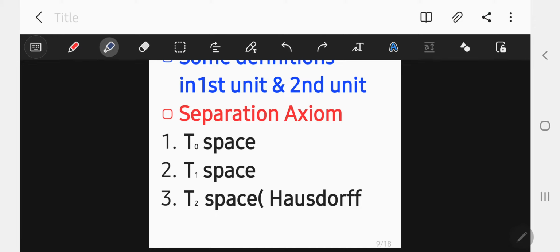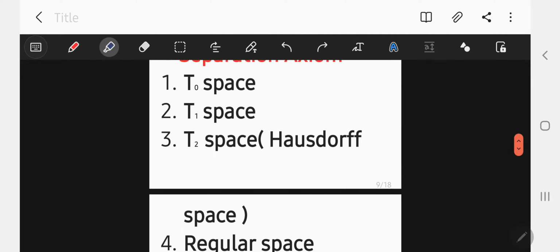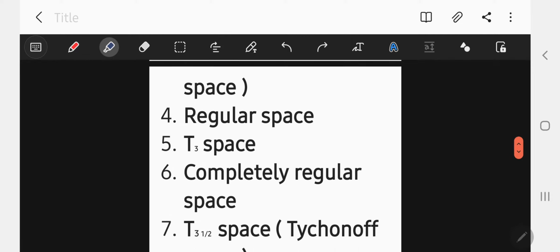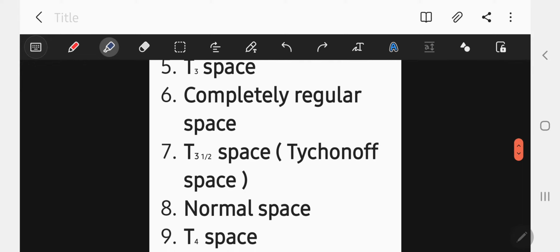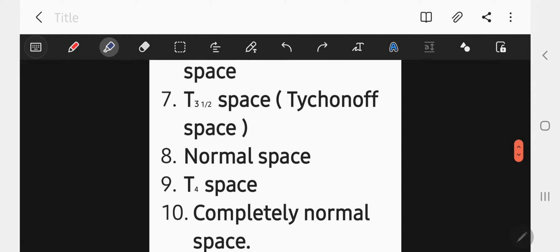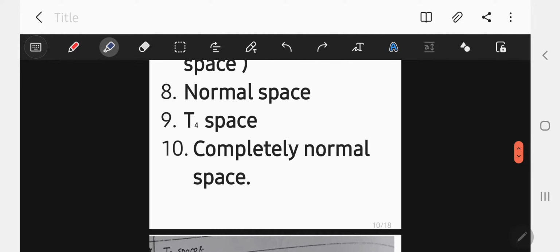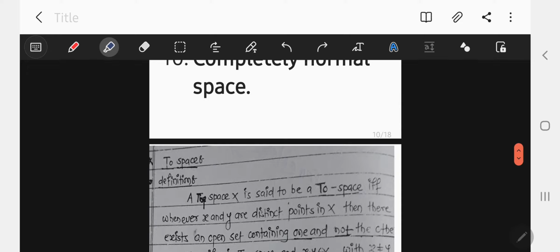In this first and second unit we will see the definitions: T0 space, T1 space, T2 space, that is Hausdorff space, regular space, T3 space, completely regular space, T3 1/2, that is Tychonoff space, normal space, T4 space, completely normal space.